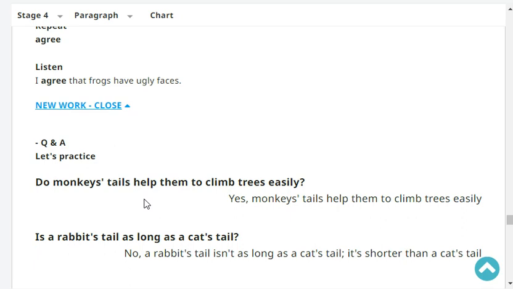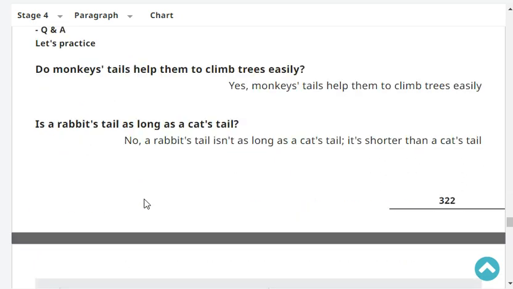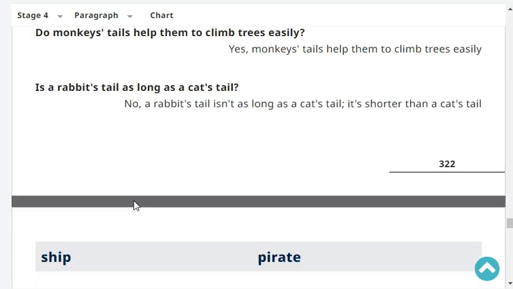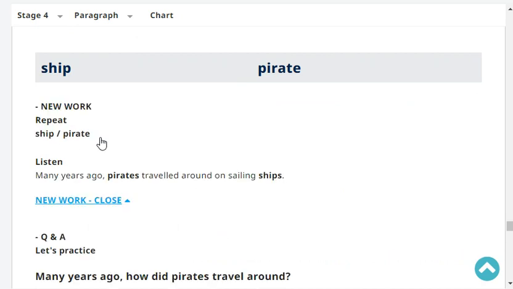Okay, let's practice. Do monkeys' tails help them to climb trees easily? Yes, monkeys' tails help them to climb trees easily. Is a rabbit's tail as long as a cat's tail? No, a rabbit's tail isn't as long as a cat's tail. Next, repeat. Ship.